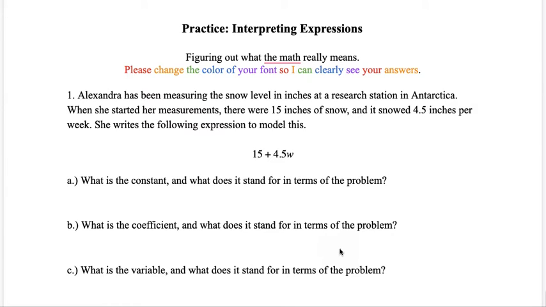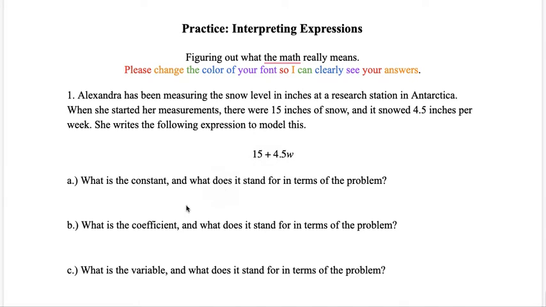We're going to take a look at interpreting expressions in context. So pretty straightforward, just looking at the various different parts of an expression and what they mean when you put them into a context. In this first one, a measurement of snow levels in a research station in Antarctica. When she starts the measurements, there's 15 inches of snow. It snows 4.5 inches per week, assuming no snow meltage, etc. Here's an expression to model this: 15 + 4.5W.